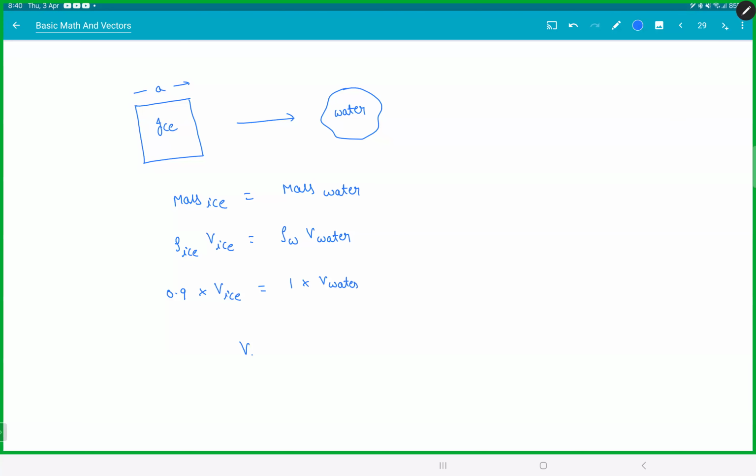So you can see the volume of water will be 0.9 times the volume of ice. It actually shrinks. So if the cube's volume is a cube, this water will be only 0.9 a cube. Are you getting that point, everyone? If an ice cube completely melts, you won't get the same amount of water. You will get less water. You will get only 0.9 times the ice's volume. Is this clear, everyone?